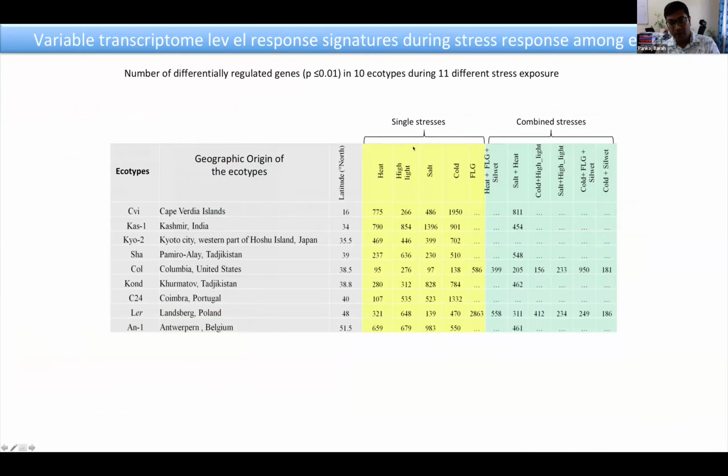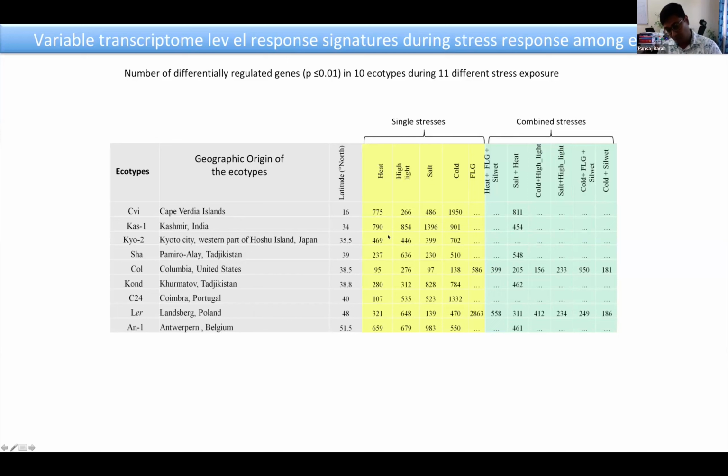And when we look at all these 11 different types of stresses, these are the single stresses in yellow, and here in the green you see the combinations of stresses. These are the numbers we identified as differentially expressed genes in that specific condition, in that specific ecotype. The number of differentially expressed genes within the same ecotype was different for different stress conditions, and for the same stress condition it is different across ecotypes.